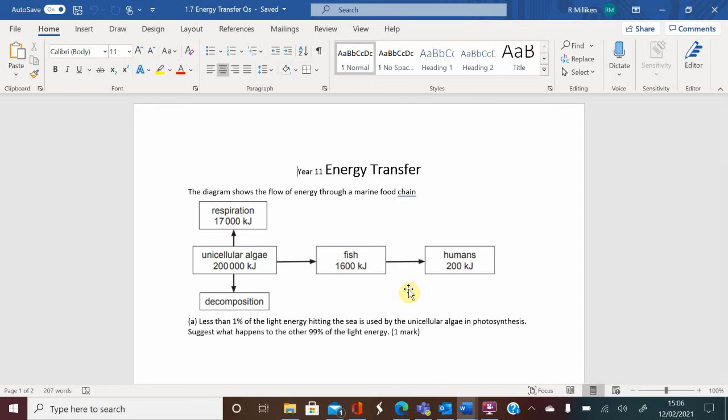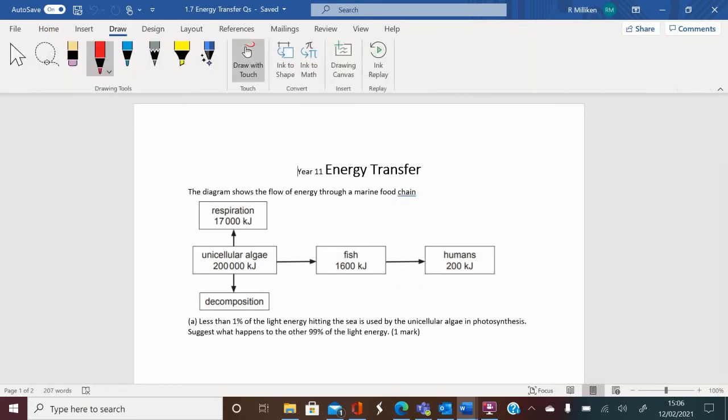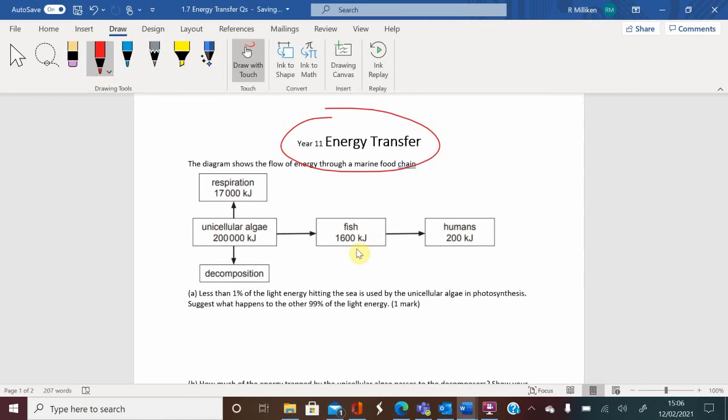But there's been some issue, of course, with these energy transfer questions, and so I'm quite keen to go over them with you, just to iron out a few misunderstandings, possibly. So let's just run through it.